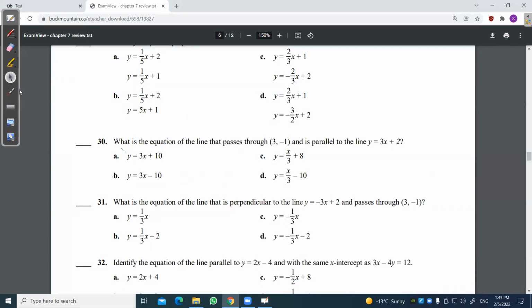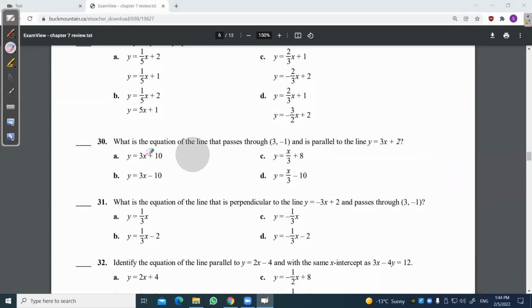It's either A or B. Right, how can we find out which one it is? You just plug in the points. Right, the slope is 3 because it's parallel, so -1 equals 3 times 3 plus b. It's minus 10, looks like. B equals -1 minus 9, it's minus 10. So the answer to this one is B. Okay.